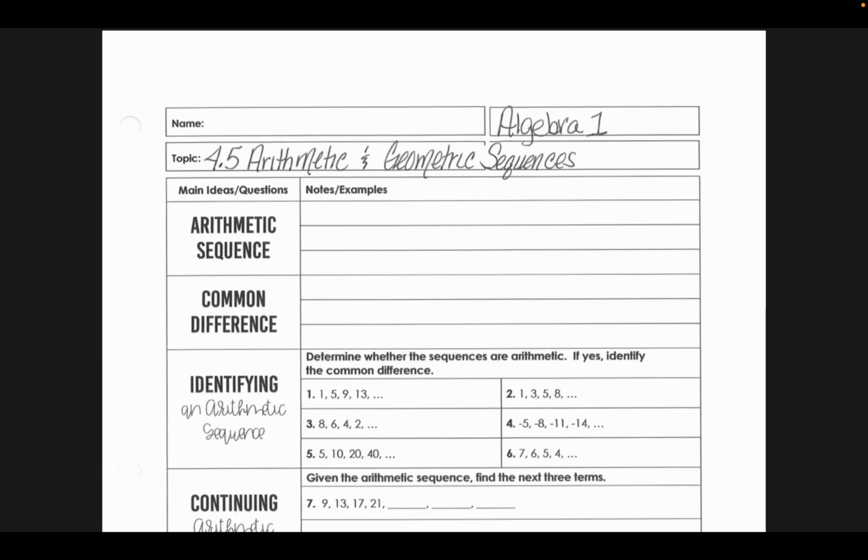Welcome everyone to Algebra 1, Section 4.5, Arithmetic and Geometric Sequences. So first we'll talk about arithmetic sequences.